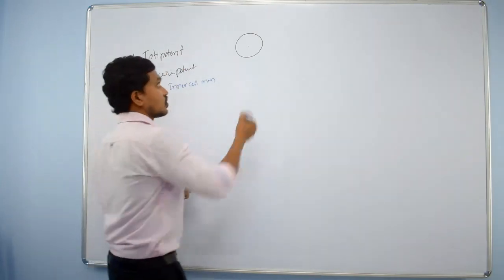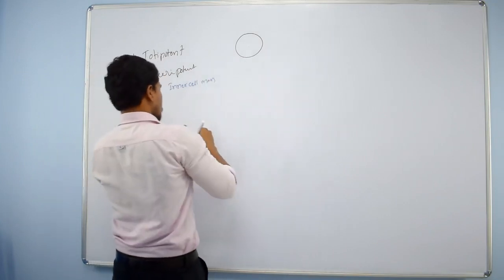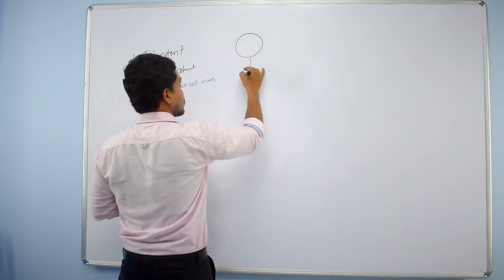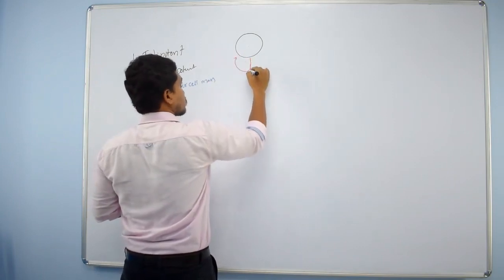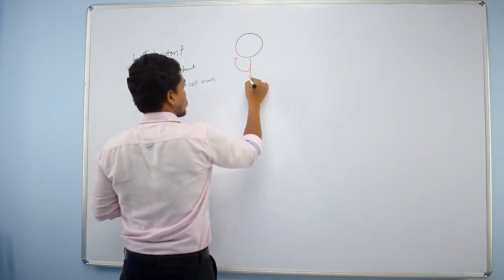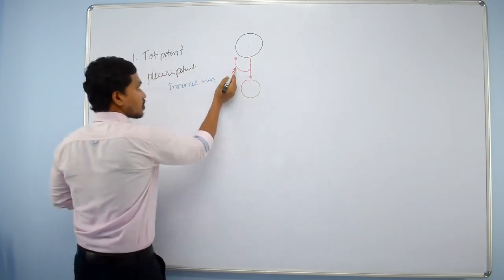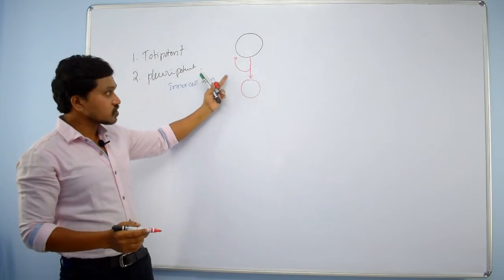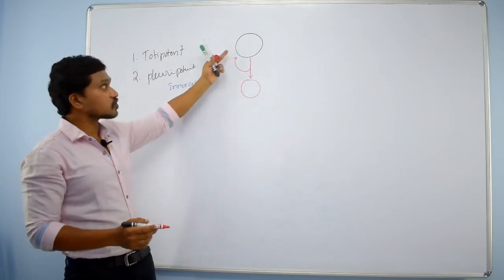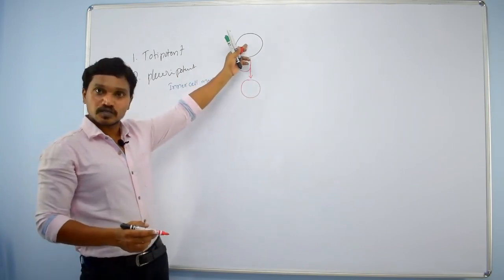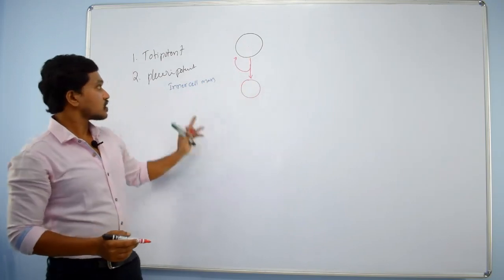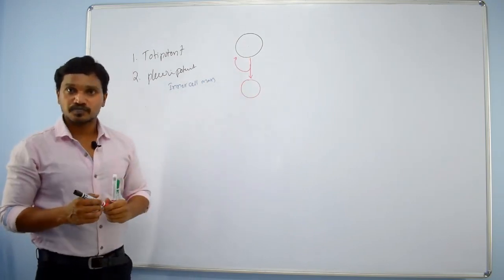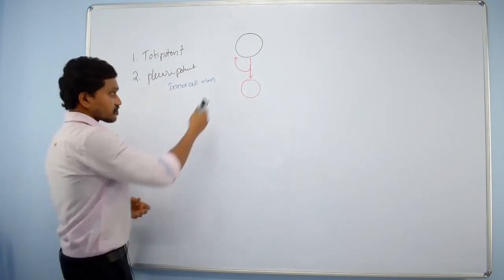Clear? So here these totipotent cells undergo differentiation and they can produce pluripotent cells. Why am I drawing like this? They can divide and produce pluripotent cells, and they can also produce totipotent cells. Clear? So that is about totipotent cells and pluripotent cells.